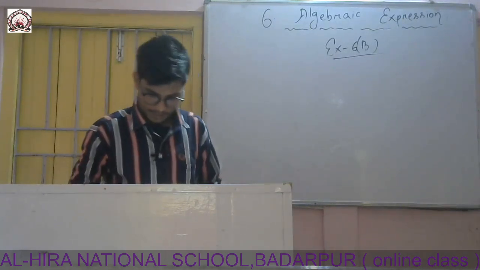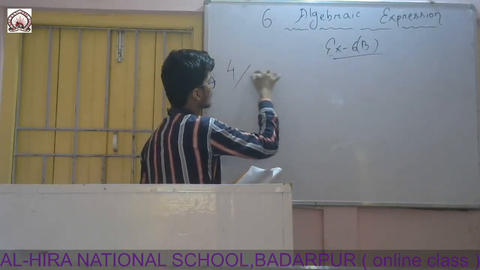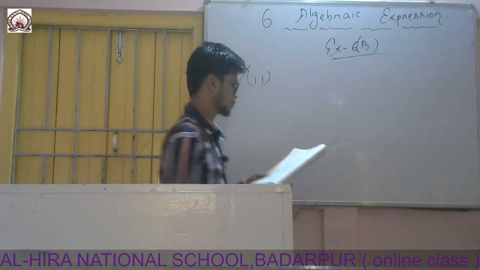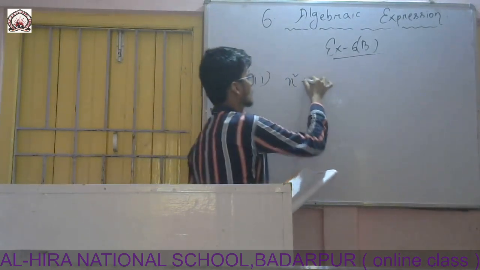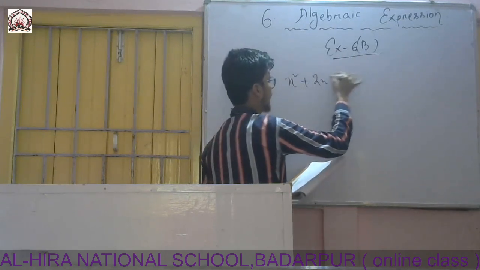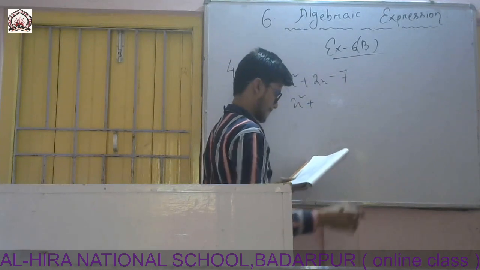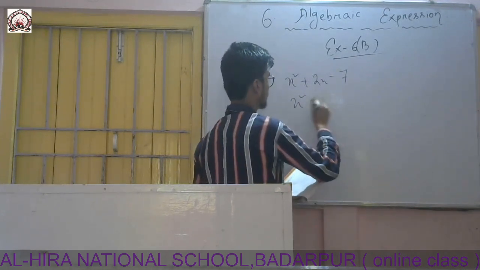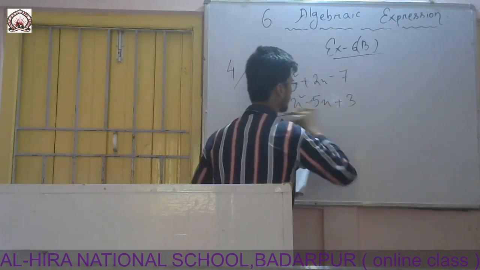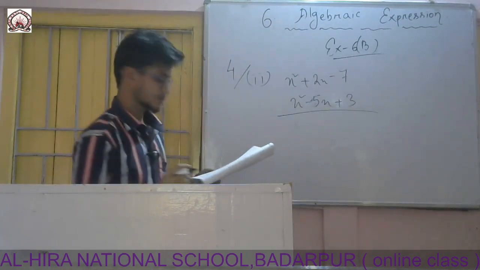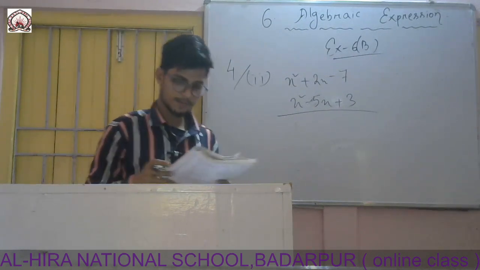So question number 4, Roman number 2. x square plus 2x minus 7, and x square minus 5x plus 3. Sorry. So the question is x square plus 2x minus 7 and x square minus 5x plus 3.